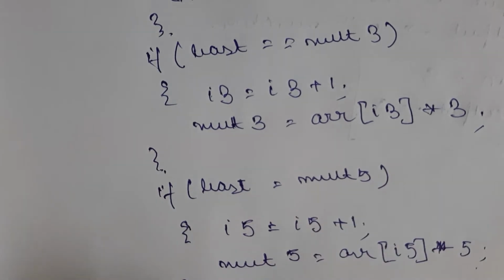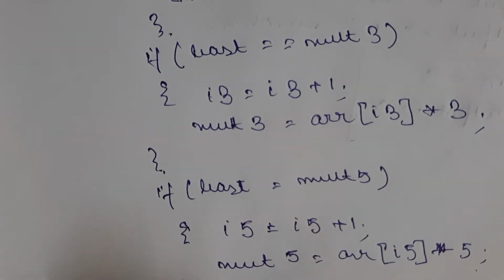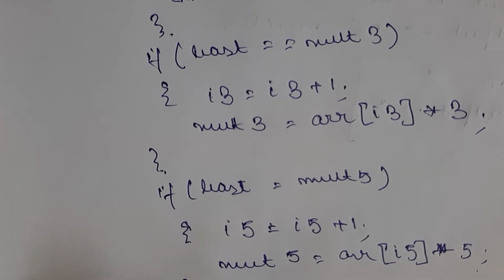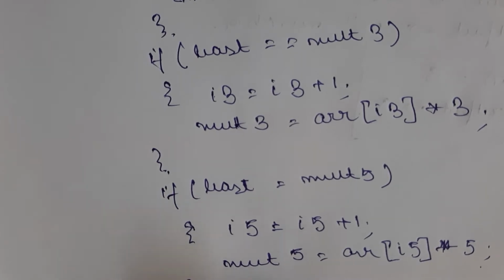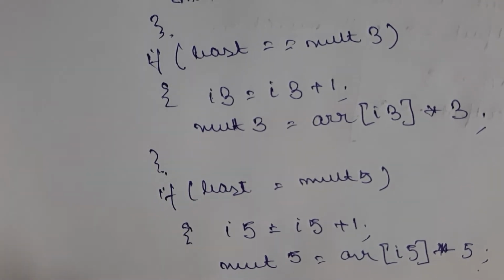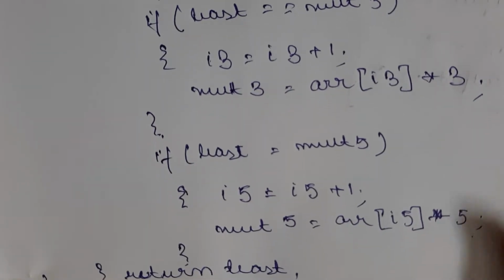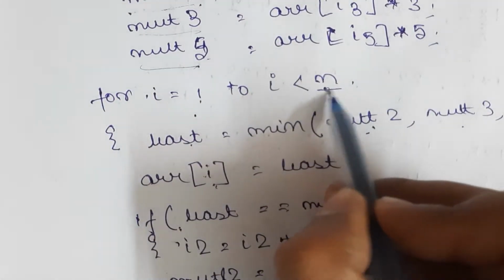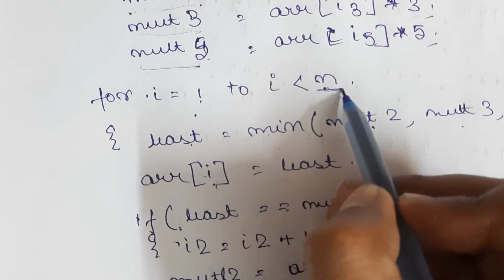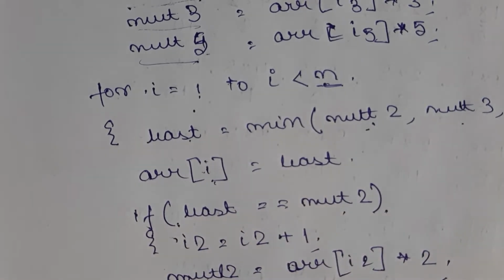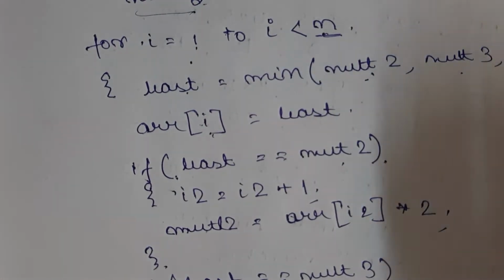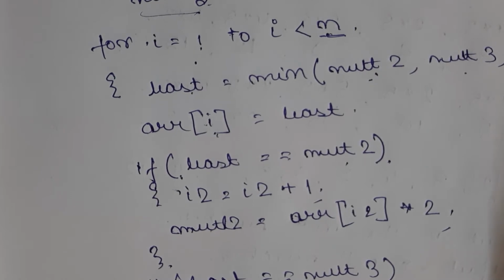And what do we have to return at last? We have to return the least value, because it contains the last value, or the nth value. As I have run this for loop for n times, it will contain the nth value. Correct? So this is the easy algorithm. Let us now analyze this algo.